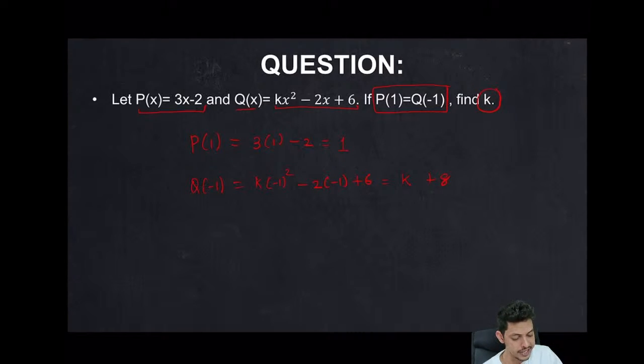Now the question tells us that these two values are same. So let's equate them. So k plus 8 is equal to 1. That implies k is 1 minus 8, which is minus 7. So this is our desired value of k.